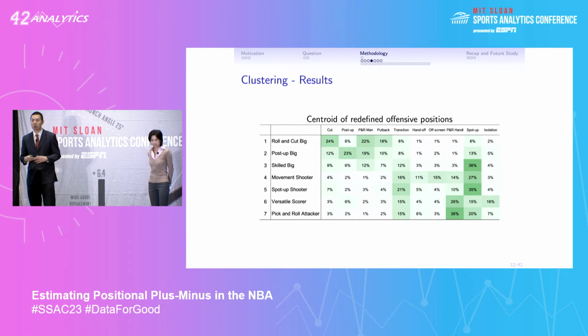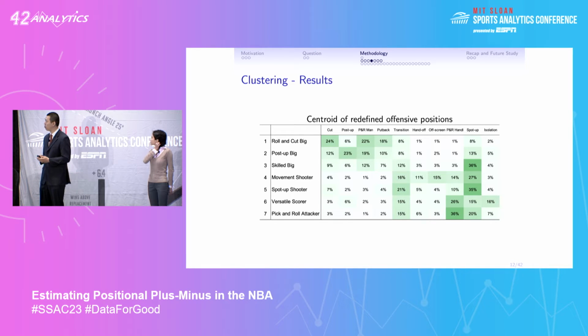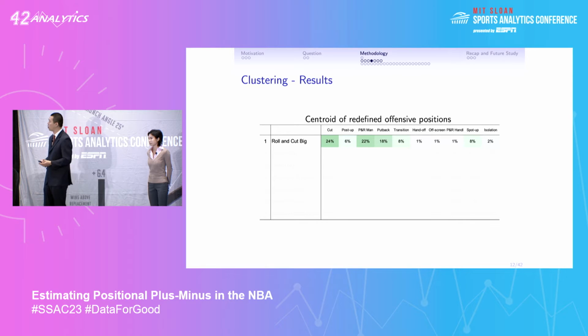Now I want to show you some clustering results here. The table here shows the centroid of redefined offensive positions. In this table, each row represents one offensive position we redefined earlier, and it also shows the central frequencies of play types for that particular position. So for example, the first position we defined called roll and cut big. And for this position, players on average spend about 24% of their possessions on the cut action and about 22% of their possessions on the pick and roll man action.